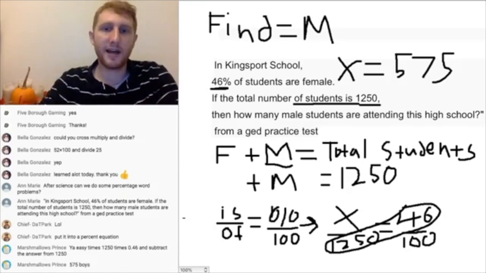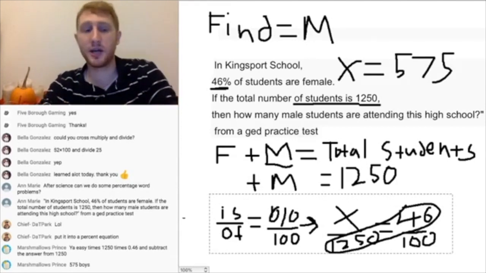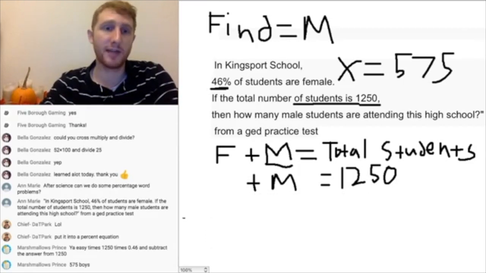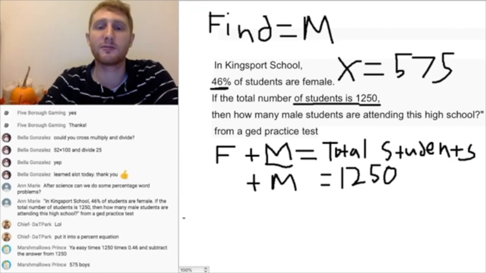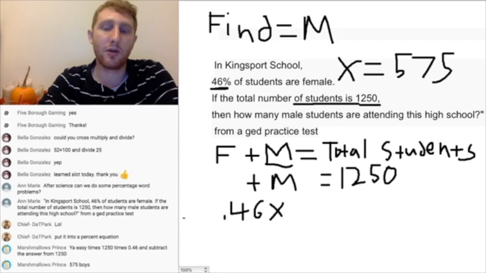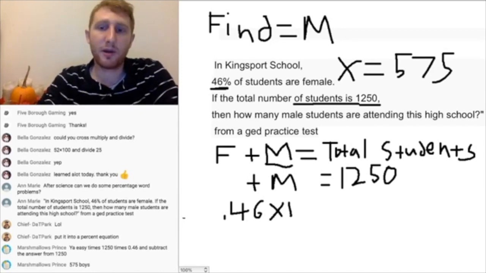The fast way to do this is just to do 0.46 times 1250, which gives you 575. Like I said, that formula is just here to teach you the fast way to do it. The formula helps you set it up so that you can do it the fast way. See, 46% is 0.46, and then you just multiply that by 1250. That's how I got that 575. Is everybody clear on how I got that 575?